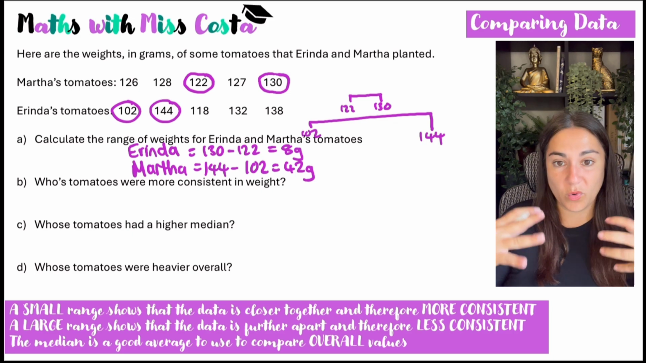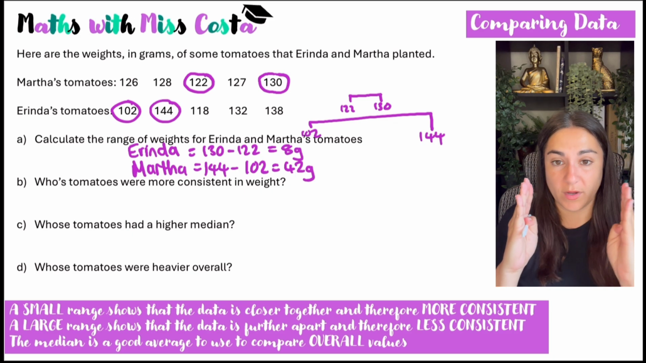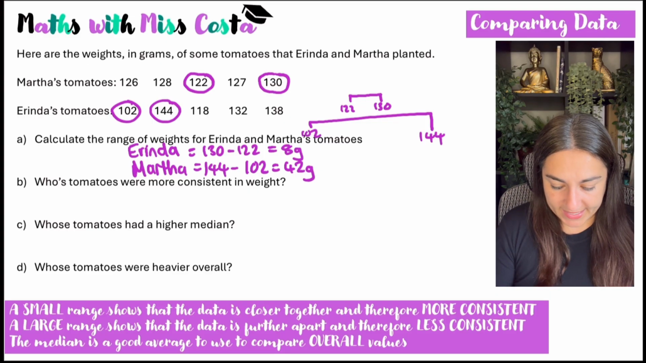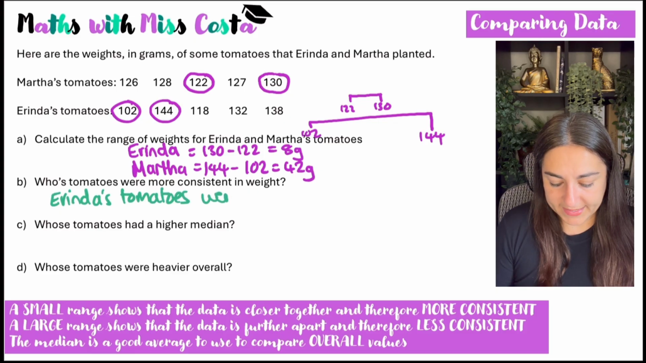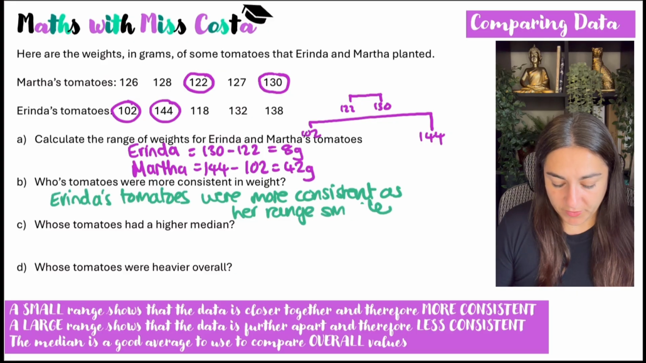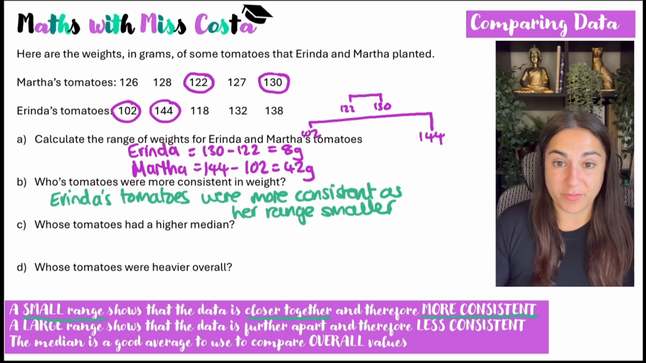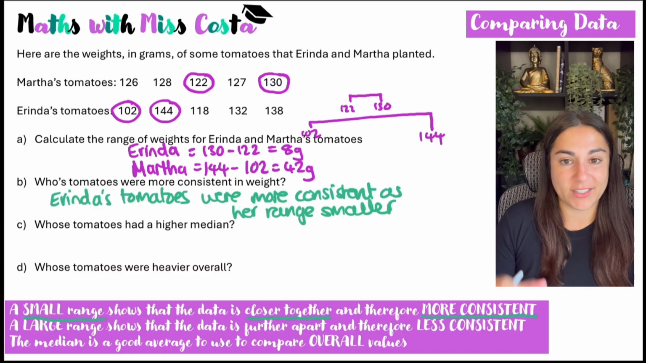Now, whose tomatoes were more consistent in weight? So your data is consistent when the range is smaller. So we would say that Irinda's tomatoes were more consistent as her range was smaller. So like it says at the bottom, a small range shows that the data is closer together and therefore is more consistent. And these are keywords that they love. Okay, so you need to use these kinds of words when describing the range.